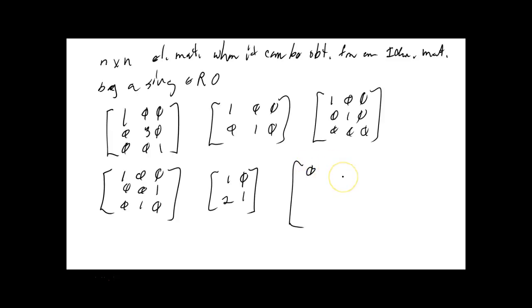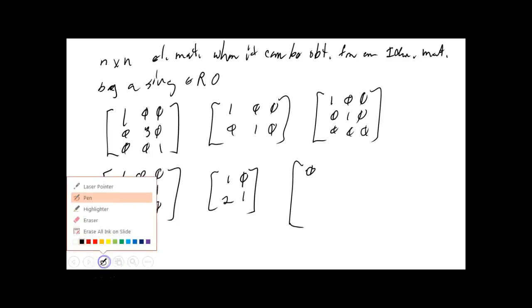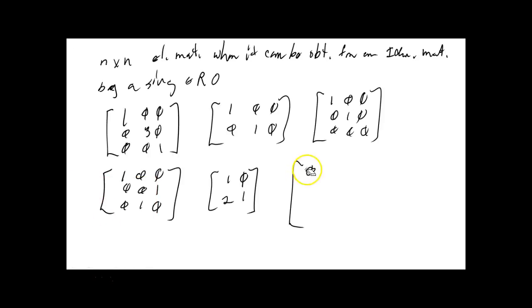1, 0, 0, 0, 2, 0, and 0, 0, minus 1. Is that an elementary matrix? Yeah, you did 2, not 1.